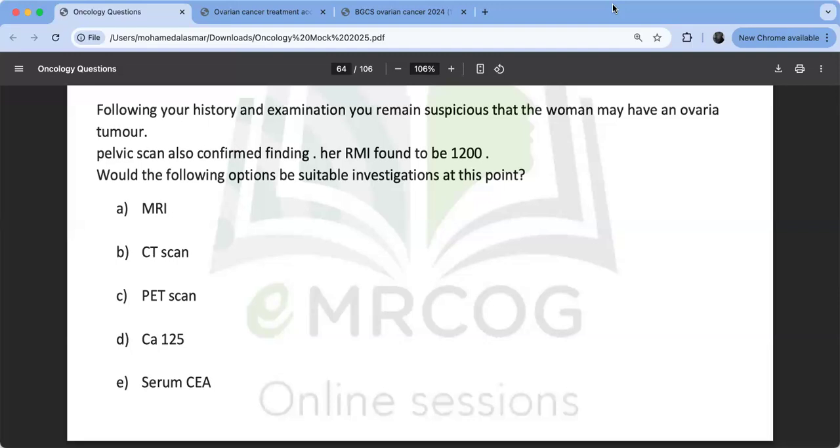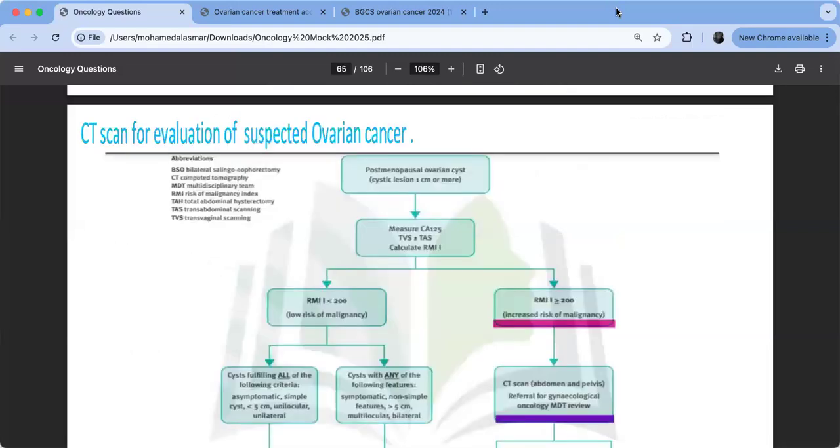RMI, Dr. Dina, okay, is done. So CT, yes, excellent. CT, yes, well done, well done. Okay, so these recommendations are found in the ovarian cancer guideline and also in the postmenopausal ovarian cyst guideline, right?